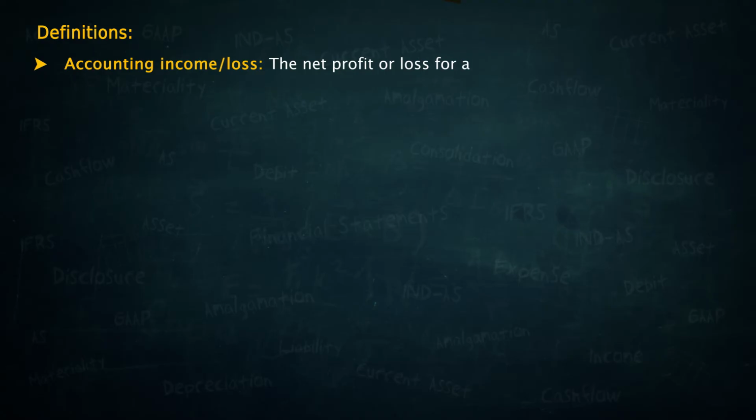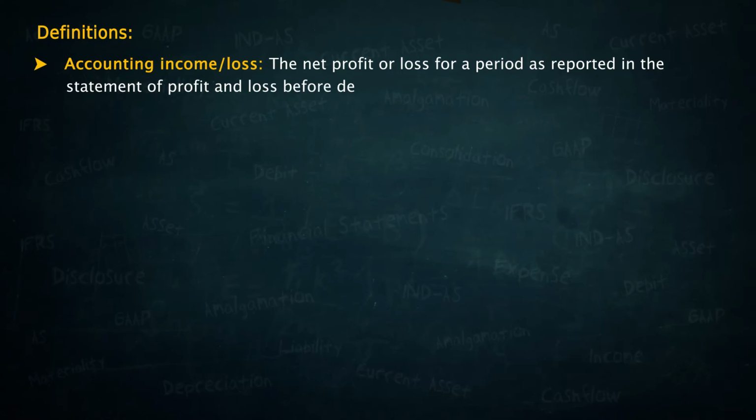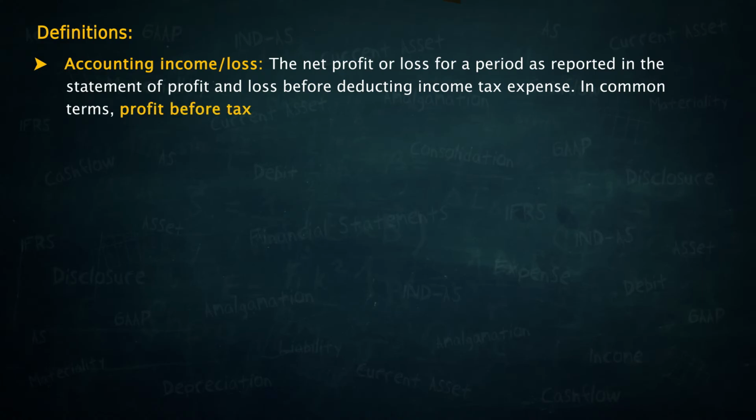So let's first look at those definitions what we spoke about just now. Accounting income. It is the net profit or loss for a period as reported in the statement of P&L before deducting income tax expense. So generally we call this as profit before tax. Sometimes it might even be loss before tax.